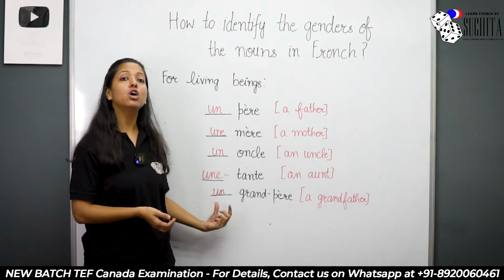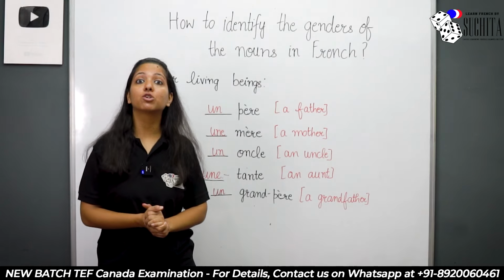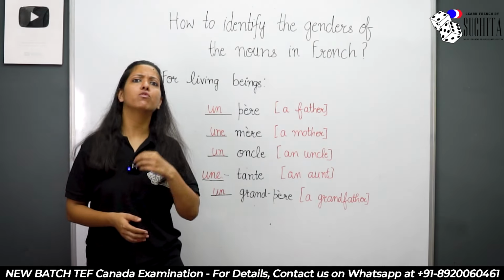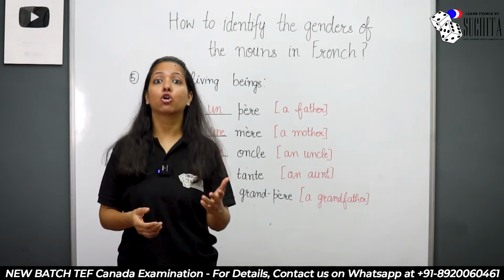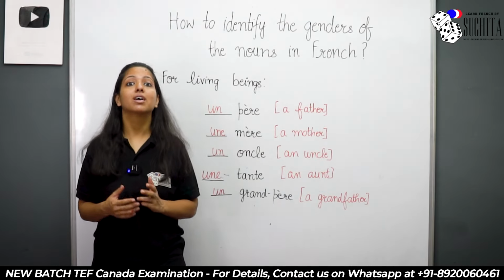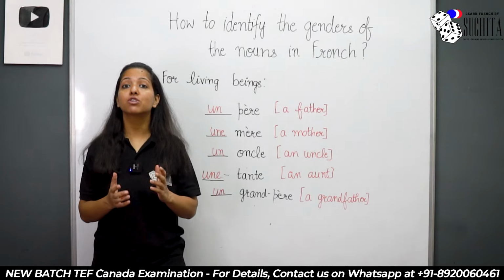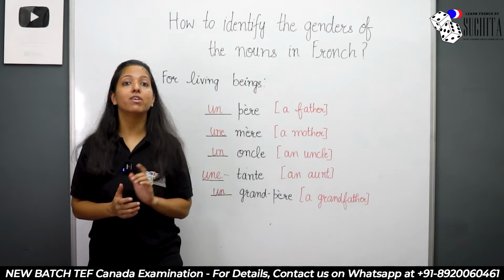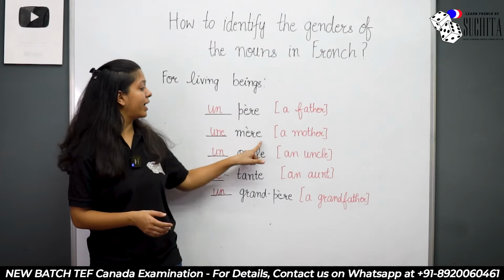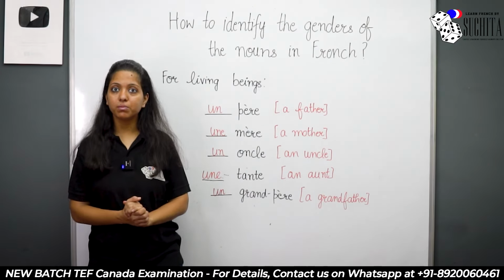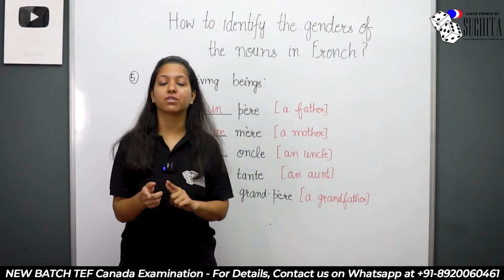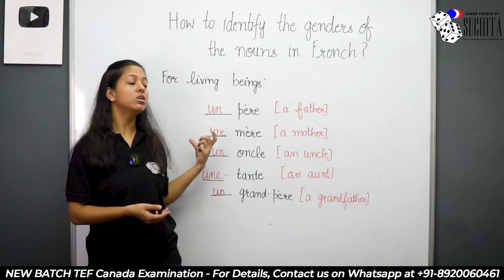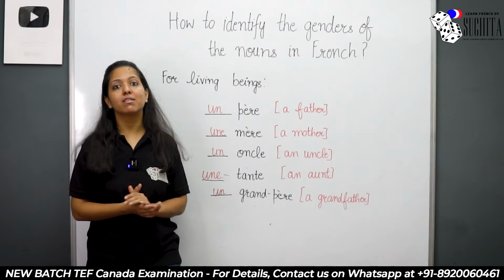The next one is un grand-père. Grand-père, which means a grandfather. Now grandfather would be masculine, so we say un grand-père. I can give you so many other examples. Let's say grand-mère. Grand-mère, which means grandmother, which is feminine. So you say une grand-mère. So in case of living beings, you never see whether a word is ending with e or not. You always see the gender of that person. Like father would be masculine, so the word is masculine. Mother would be feminine, so the word mother is feminine.